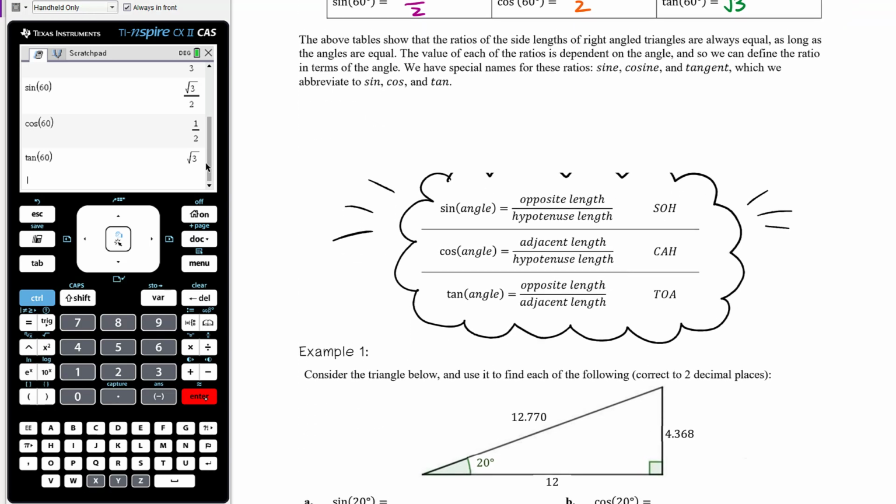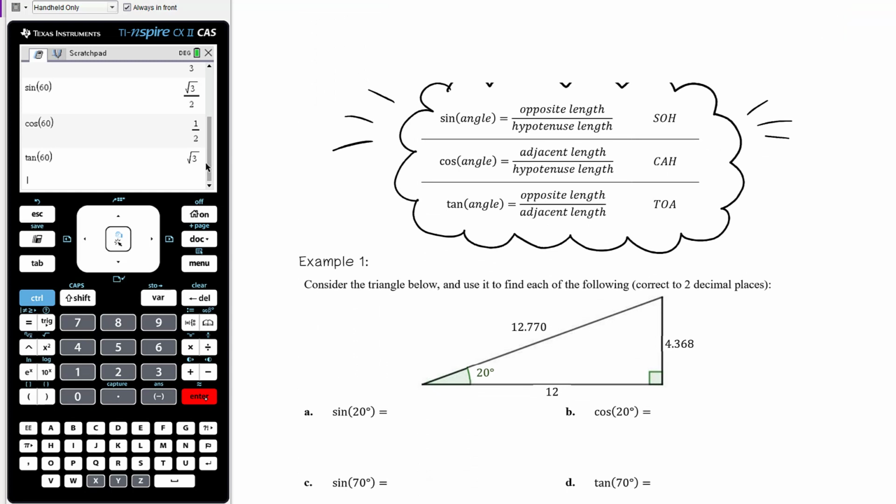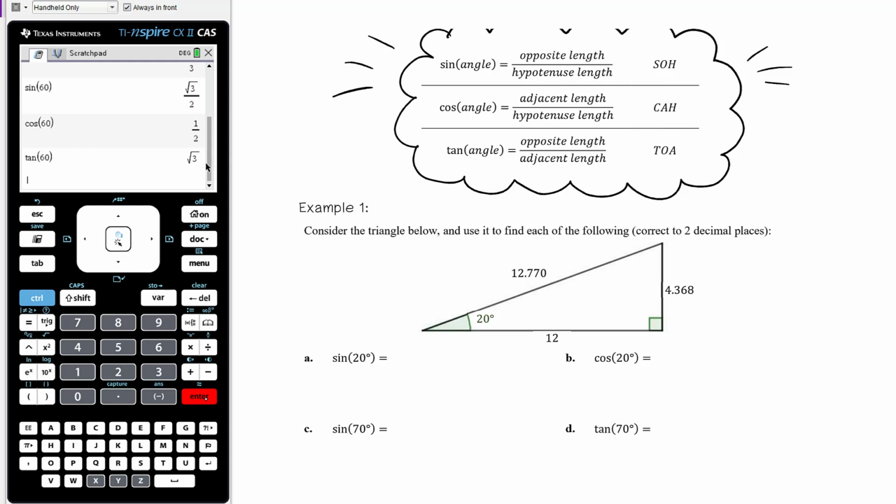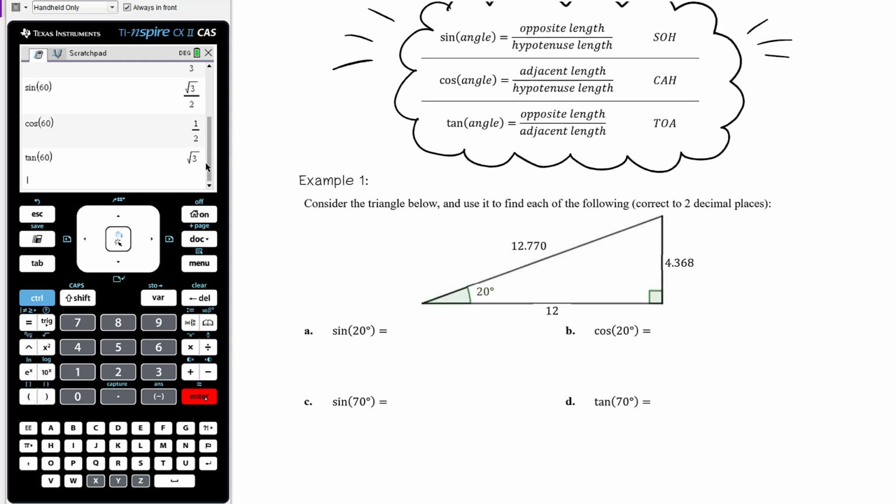So sine of an angle is equal to the opposite length divided by the hypotenuse length. Cos of an angle is equal to the adjacent length divided by the hypotenuse length, and tan of an angle is equal to opposite length divided by the adjacent length. It's really important that sine and cos and tan don't exist on their own. It is sine of the angle. What is the opposite side divided by the hypotenuse side if I'm talking about this particular angle? You can't ever just write sine equals such and such. Sine of an angle will be equal to something.